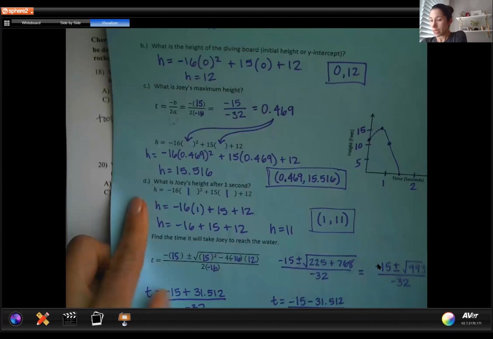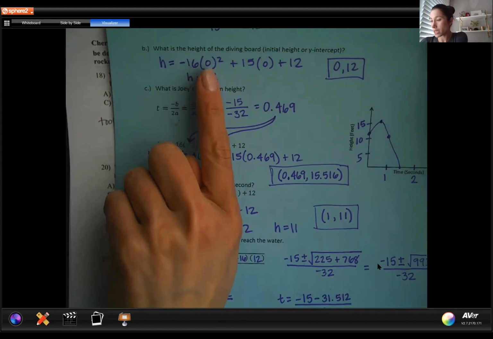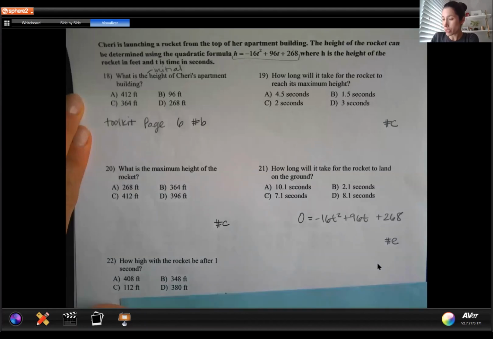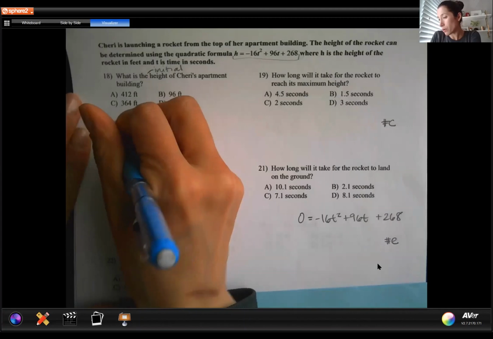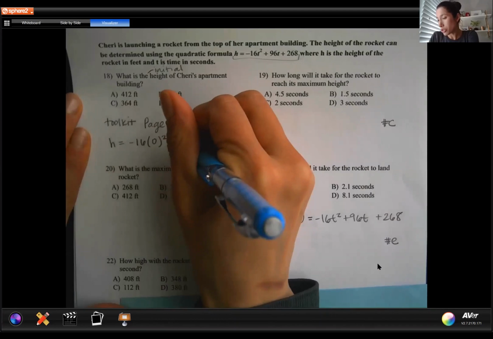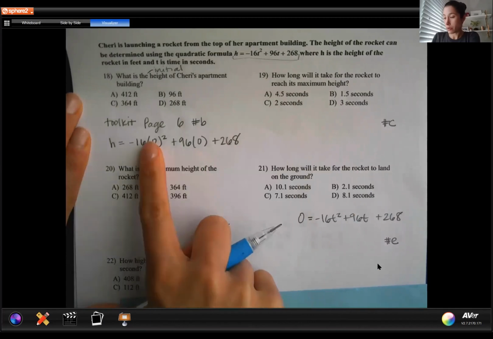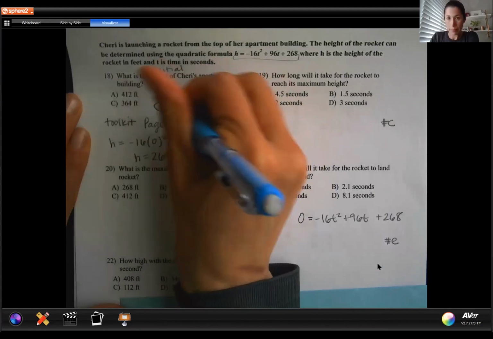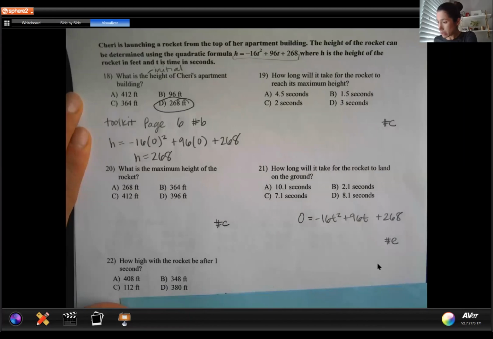Question B, it says, what is the height of the diving board or whatever figure we're looking at? So basically plugging in zeros for time. So if I look at this question, I'm going to plug in a 0 here and a 0 here. We'd say height equals -16 multiplied with 0 squared plus 96 multiplied with 0 plus 268. So then our height would be 268. So that would be there.